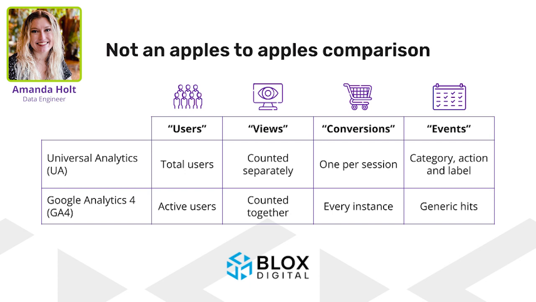The primary user metric in UA is total users, whereas the primary user metric for GA4 is active users. This is the number of distinct users who visited your website or application, and they must have what's considered an engaged session, or there must be certain events or parameters collected by the tool relative to things like first visit, first open, or engagement of some sort.